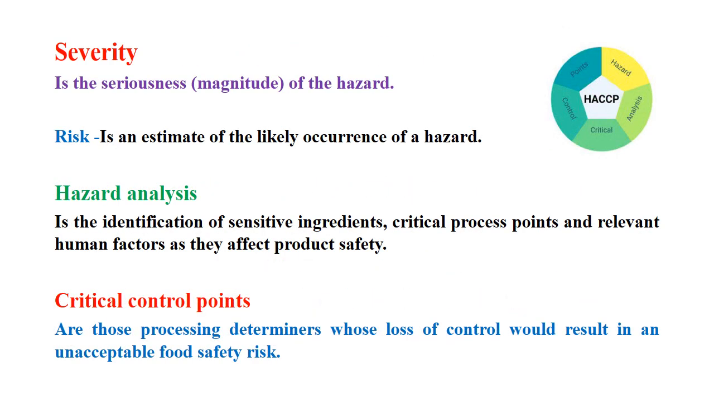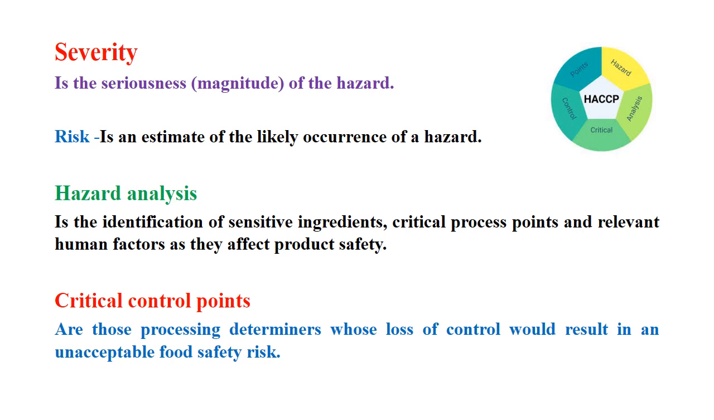Here we will understand a few more important terminologies and their definitions. Number one is severity. It means the seriousness of the hazard or magnitude of the hazard. Another is risk. Risk is an estimate of the likely occurrence of a hazard. Then hazard analysis. It is the identification of sensitive ingredients, critical process points, and relevant human factors as they affect product safety. So this is about hazard analysis, to analyze every aspect where that hazard can happen in every step pertaining to every ingredient and every process.